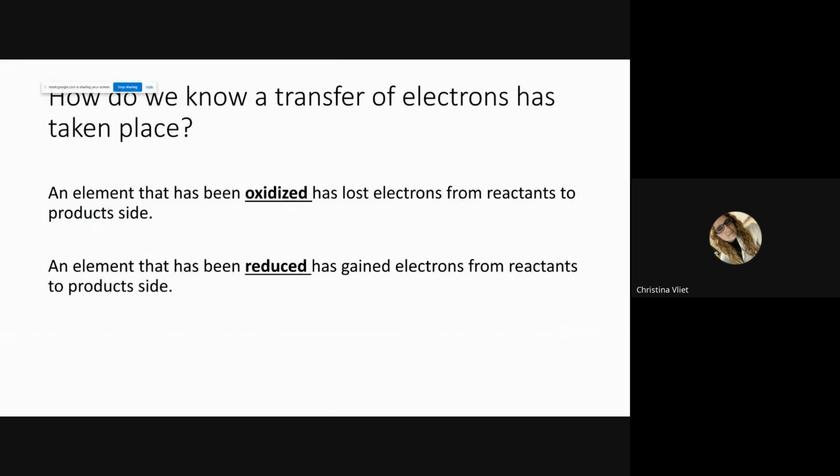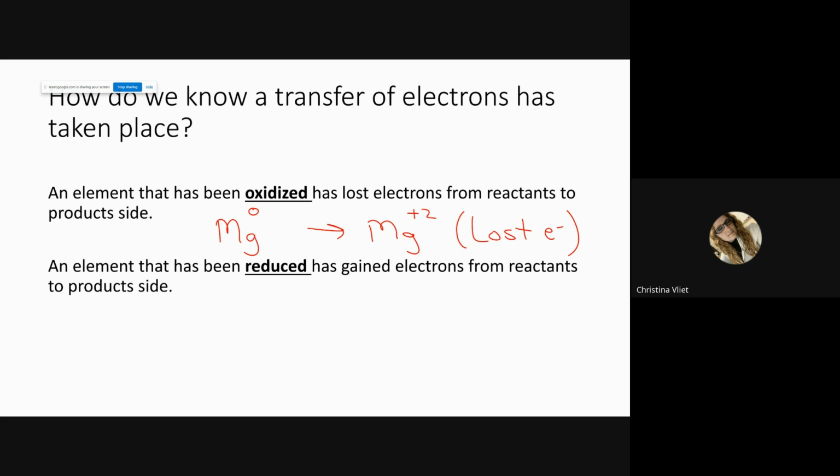All right, so how do we know that a transfer of electrons has taken place? An element that has been oxidized, using my example from before, magnesium, has lost electrons on the product side. So going from reactant to product, your element has lost electrons. Are they really lost, or do we know where they went? We know where they went. It's just they don't have them anymore.